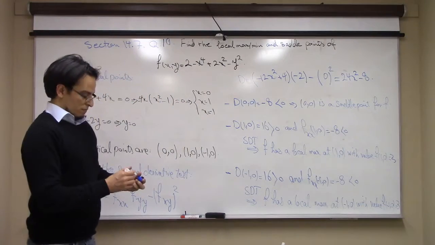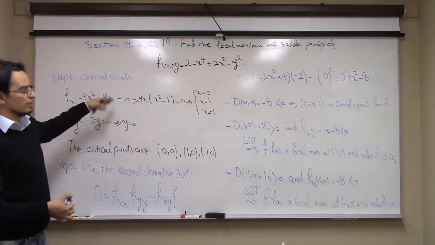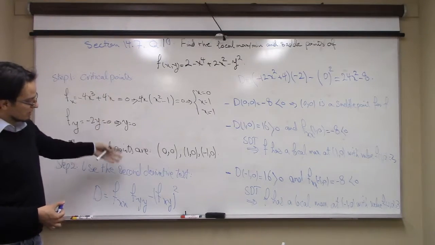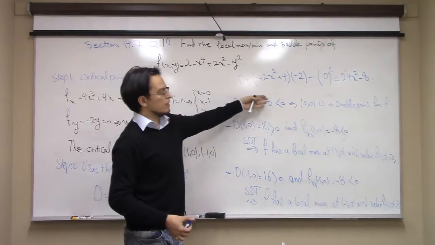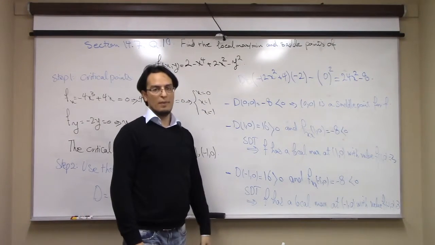So basically we did the second derivative test, found the critical points, and we figured out that there is one saddle point and 2 local maxima for the function.